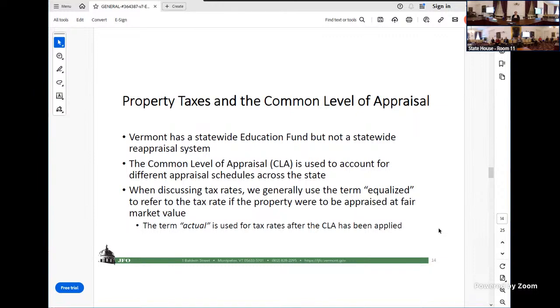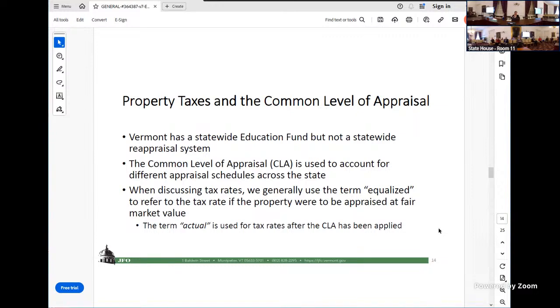Yeah. Yes, and I think two pieces to note about that. One is when we think about the ed fund, we're aggregating the total number of expenditures, we're taking out the non-property revenues, everything else is raised on property, right? If the non-property revenues are staying the same and the total expenditures are staying the same, the amount that needs to be raised on property is not changing.